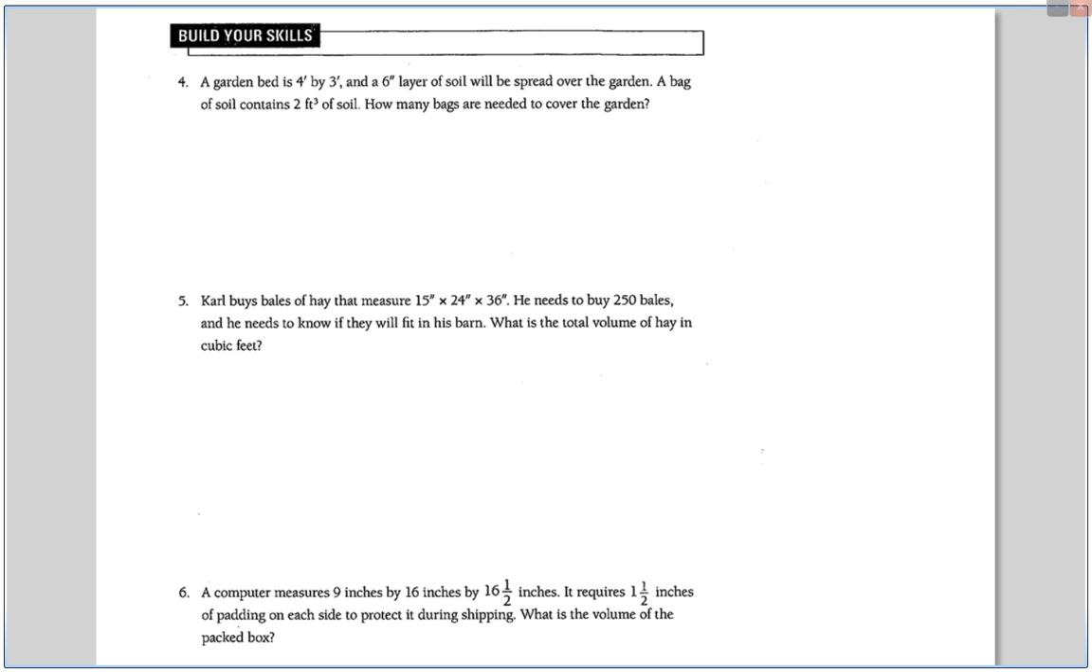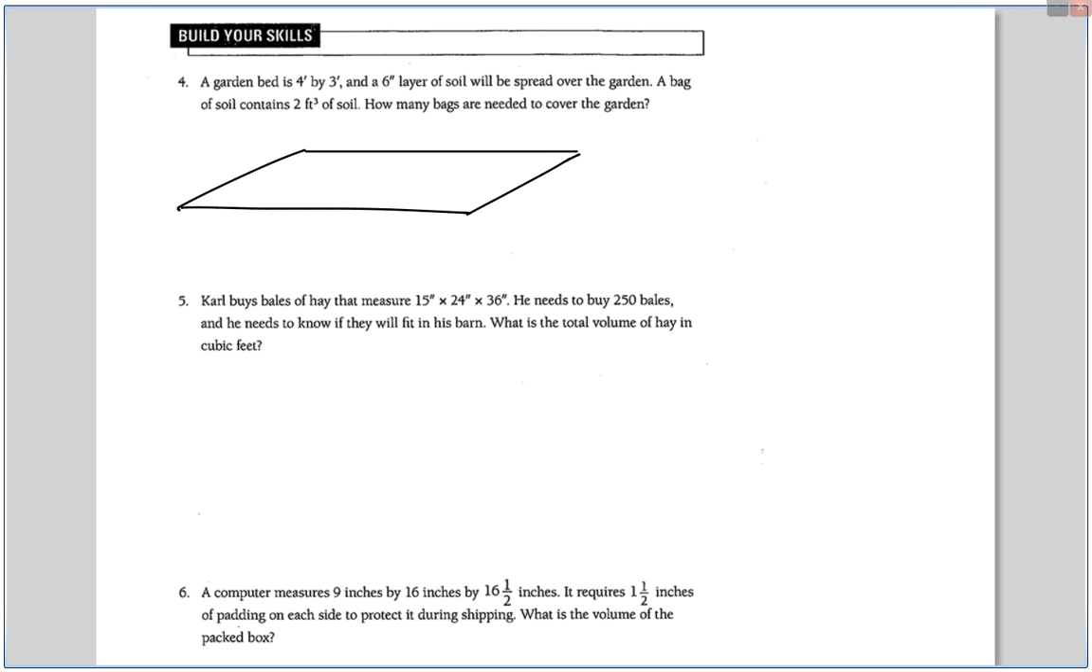It says a garden bed is 4 feet by 3 feet and has a 6-inch layer of soil. And it says a bag of soil contains 2 cubic feet of soil. How many bags are needed to cover the garden? So imagine this rectangular bed, and you gotta draw it at an angle. That was bad. Use the line tool. You gotta draw it at an angle to give the observer the idea of perspective.